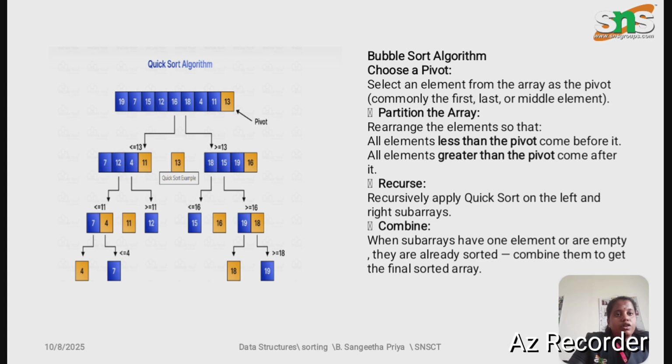The algorithm for quicksort is, first, choose the pivot value, selecting an element from the array as a pivot, commonly the first, last or middle element. Then partition the array, rearranging the elements so that all elements less than the pivot come before it, and all elements greater than the pivot come after it. Recursively apply quicksort on the left and right subarrays. Combining: when a subarray has one element or is empty, it is already sorted, so combine them to get the final sorted array.